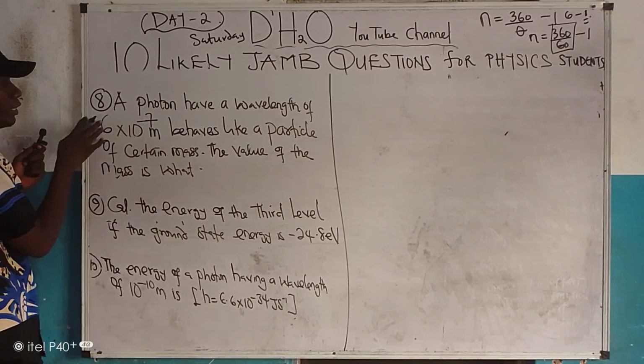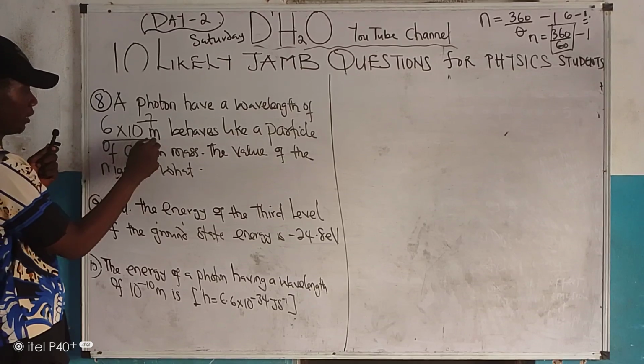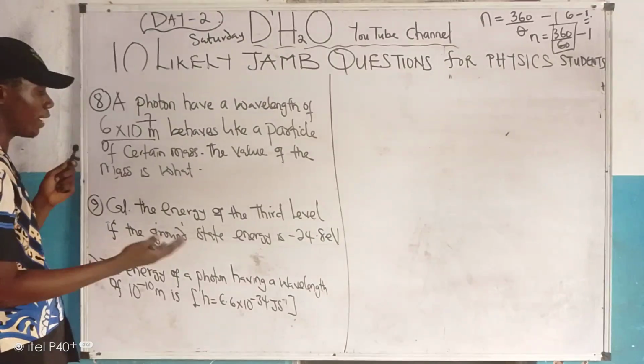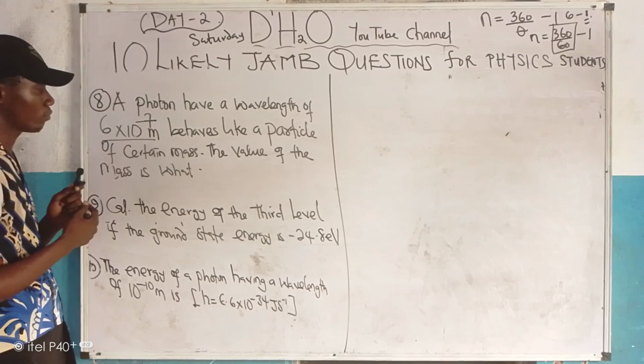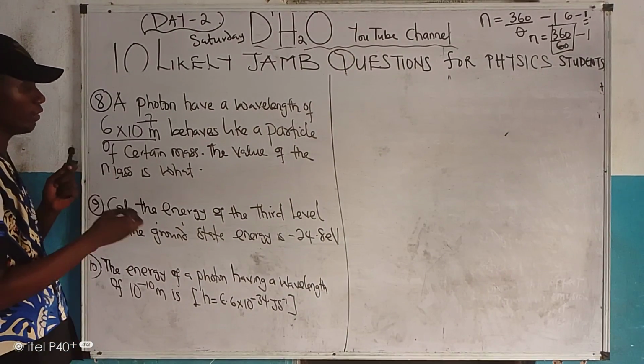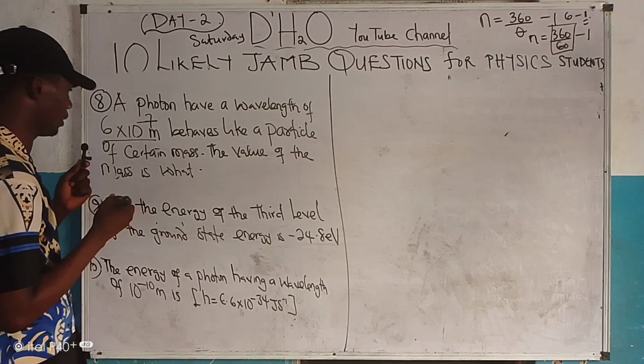Okay, question number 8. A photon has a wavelength of this and behaves like a particle of a certain mass. The value of the mass is what?